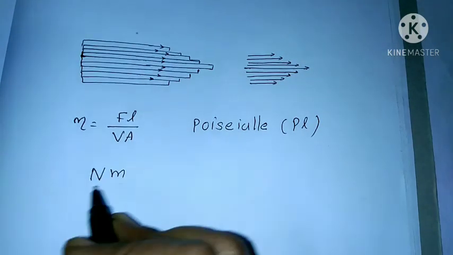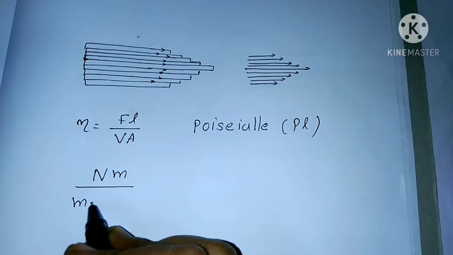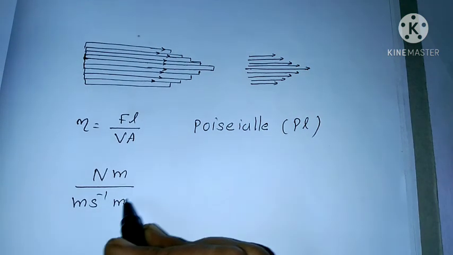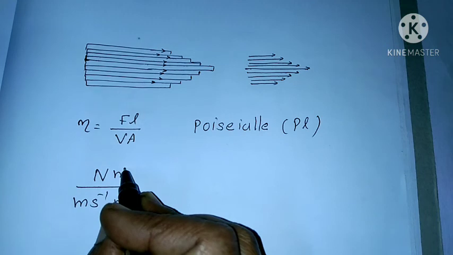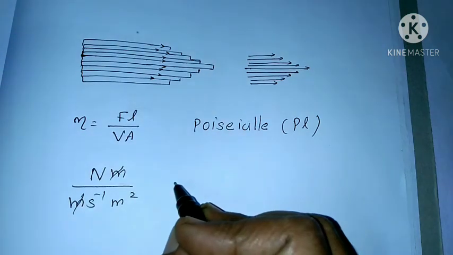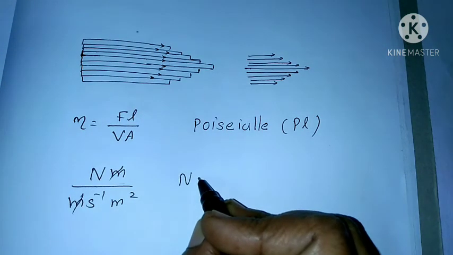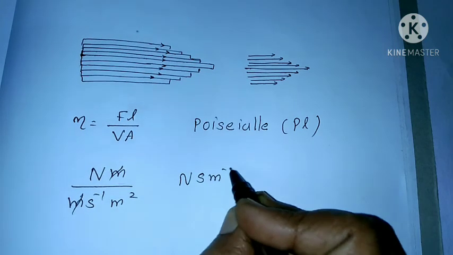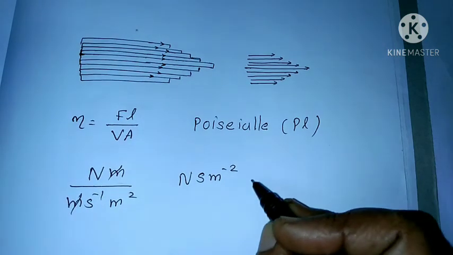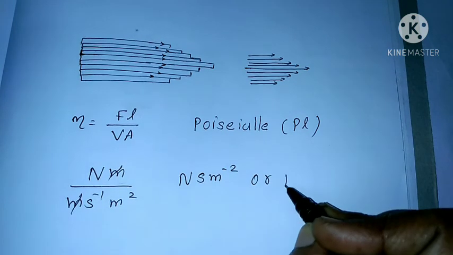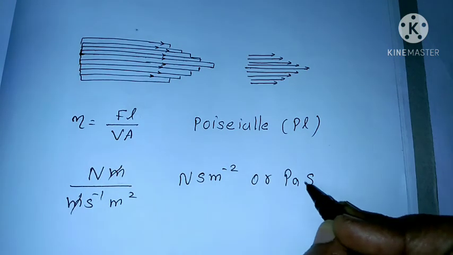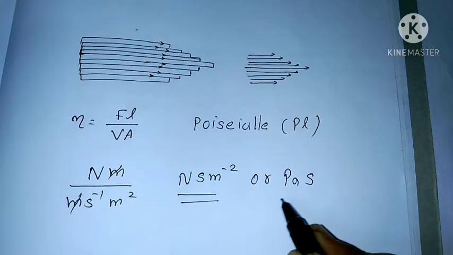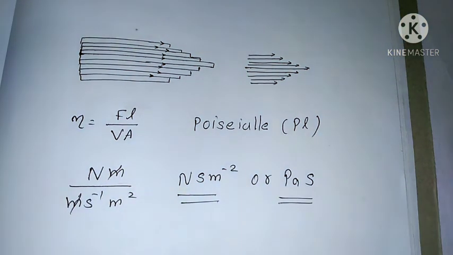That is meter, divided by velocity meter per second and area meter square. So this meter and meter we can cancel. Then we can write Newton second meter raised to minus 2, or we can write Newton per meter square, that is a Pascal. Pascal second. So these are other two units of coefficient of viscosity, but the SI unit of coefficient of viscosity is Poiseuille. Clear?